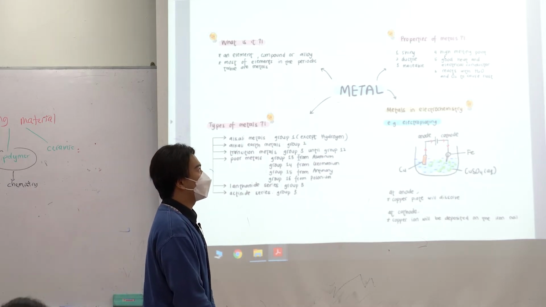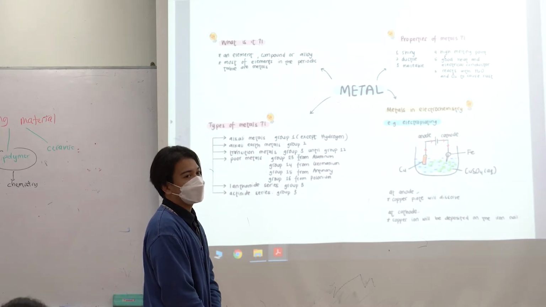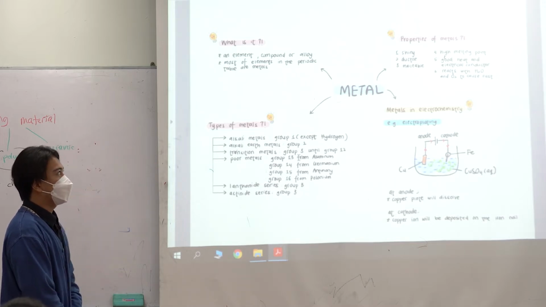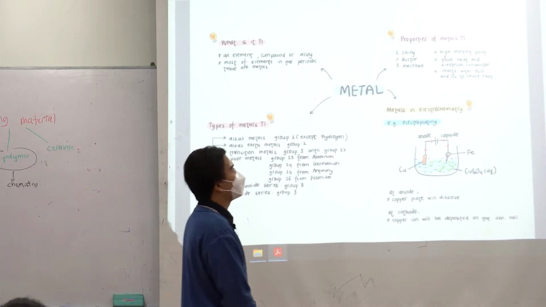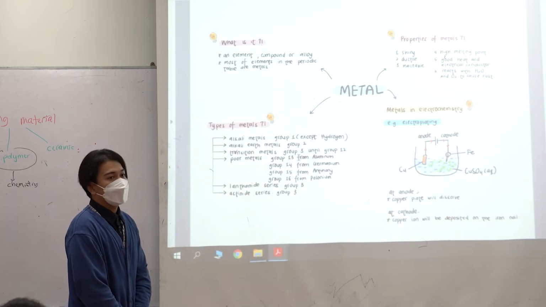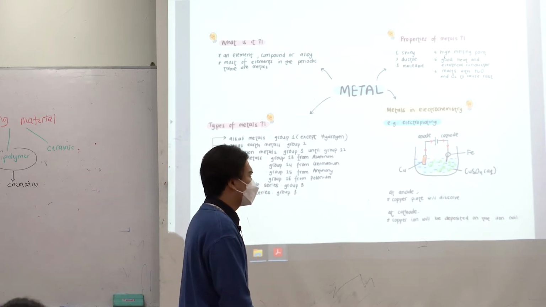Metals are good heat conductors and also electrical conductors. And lastly, metals react with water and oxygen to cause rust.